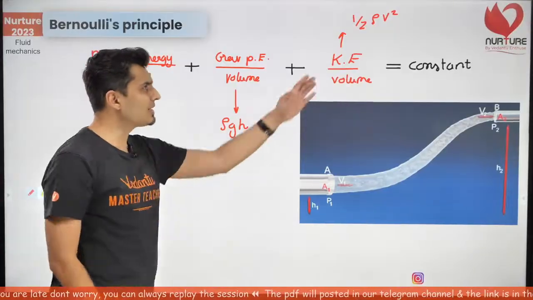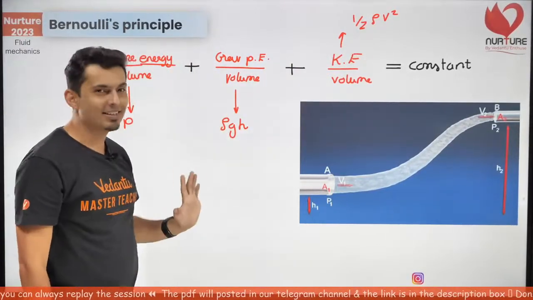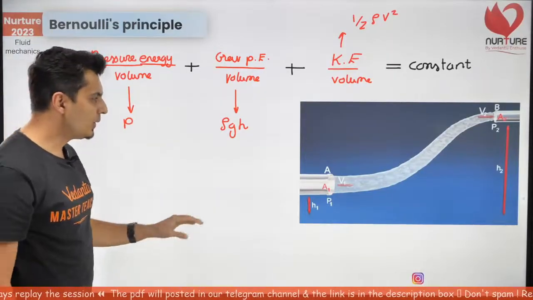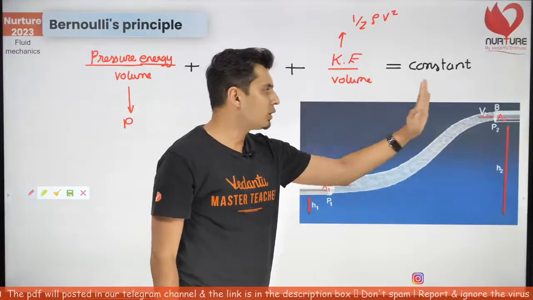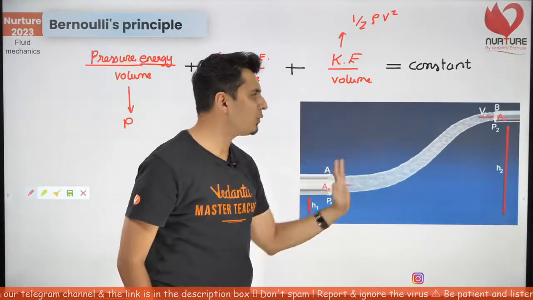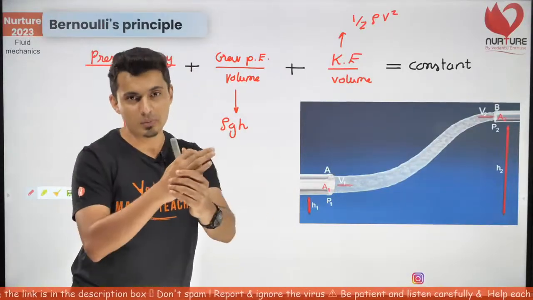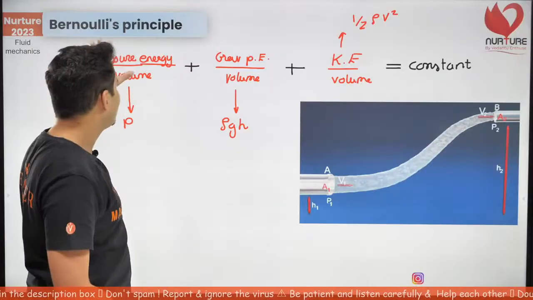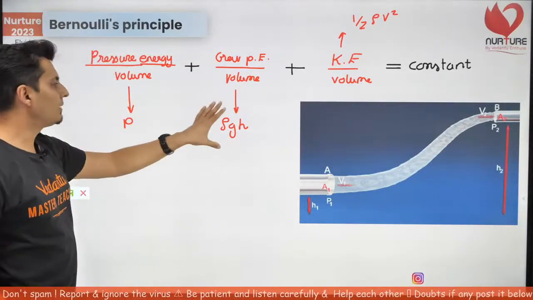Half rho v squared looks like kinetic energy, but instead of mass you have density. That's it. So whenever you have a pipe which carries some liquid and you find that there are two cross sections, you can immediately apply Bernoulli's principle between any two cross sections of a pipe or some flow or some tube. And keep in mind, this energy plus this energy per unit volume is a constant, and these are the values.